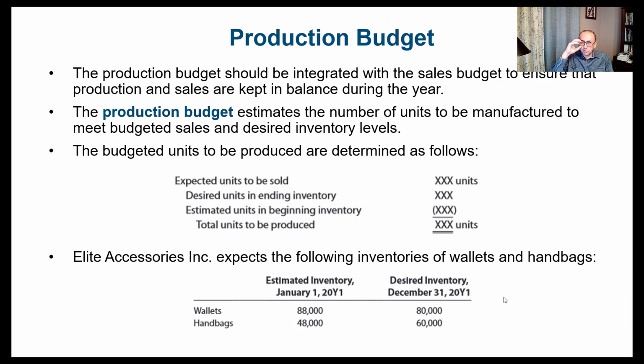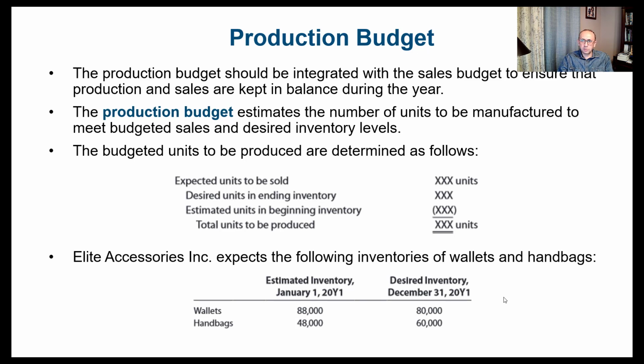So the production budget estimates the number of units to be manufactured to meet budgeted sales and the desired inventory level. Keep in mind that there's also a desired inventory level, like an ending inventory level. We don't want production to be exactly our sales, because this would end up having no buffer, and sometimes we need to have some kind of buffer or a backup.